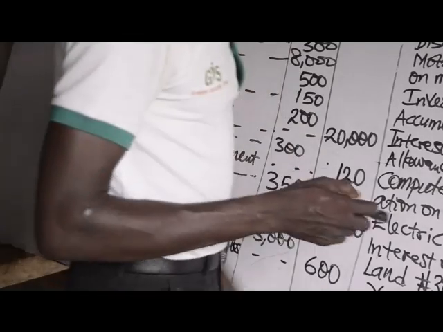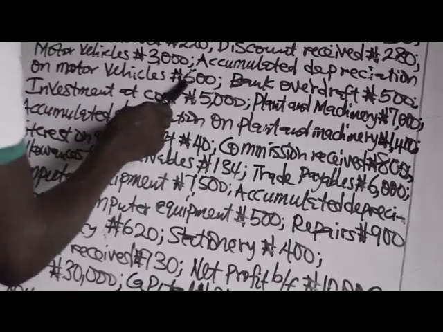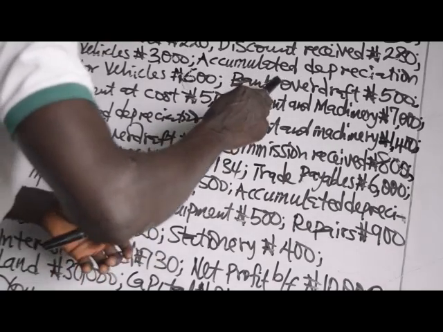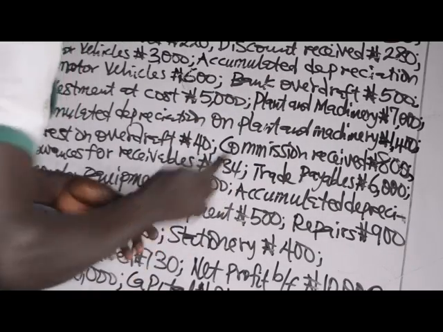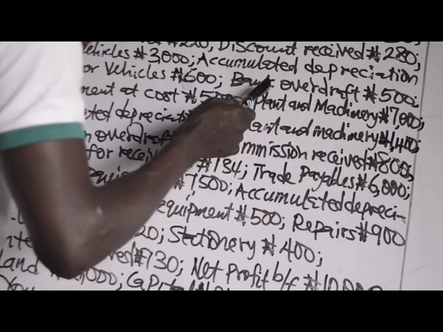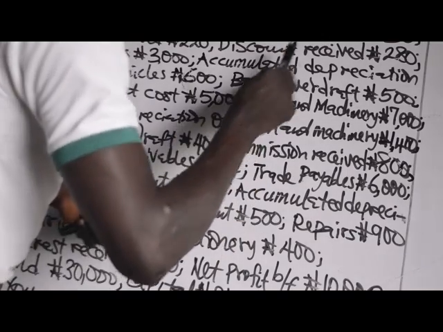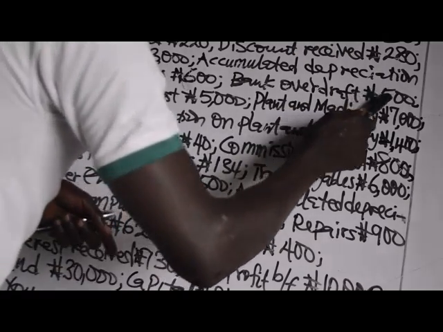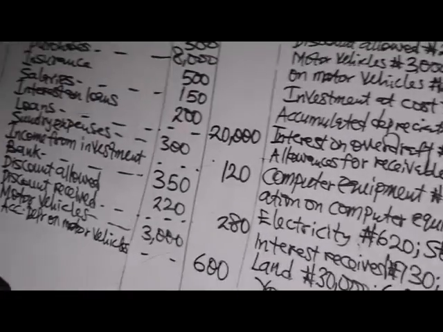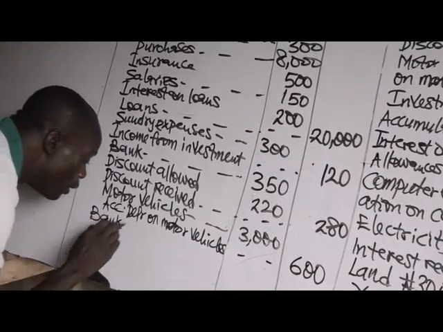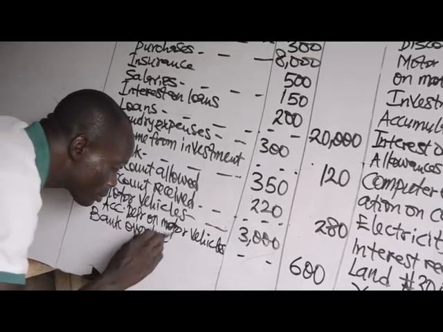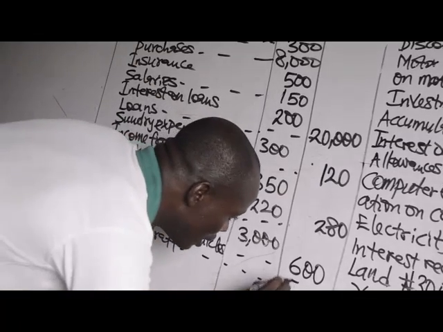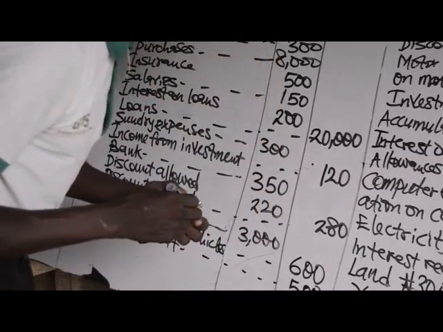Back to the question. After accumulated depreciation of motor vehicles, the next item is bank overdraft. You have overdrawn your bank account. That means you are owing the bank to the tune of the amount you have overdrawn. Therefore, bank overdraft is a liability. Being a liability, it should therefore be credited. Bank overdraft. The amount involved is 500 naira. So we credit it. Bank overdraft takes a credit entry.